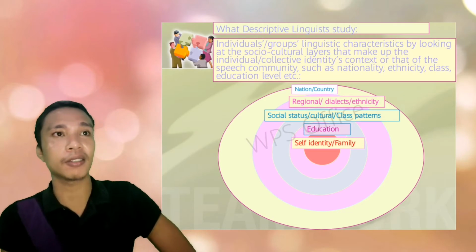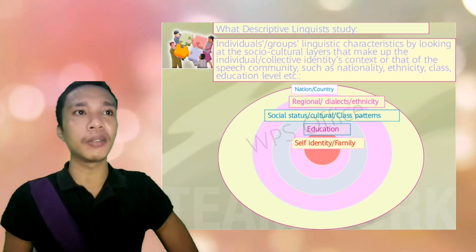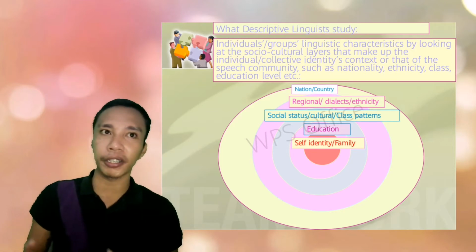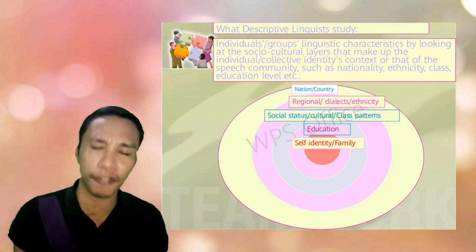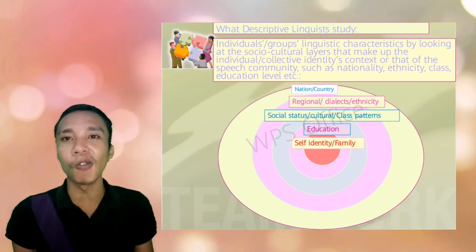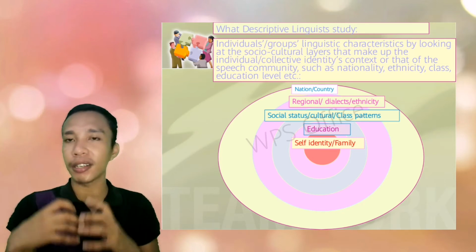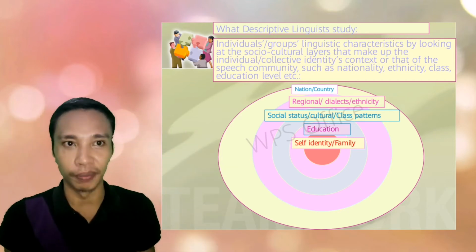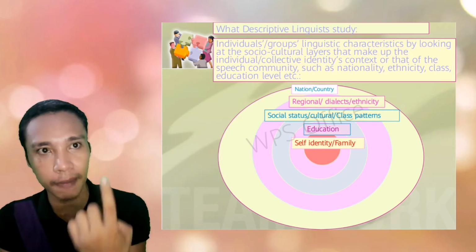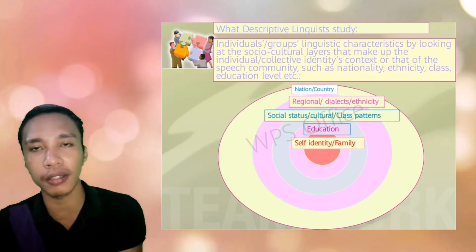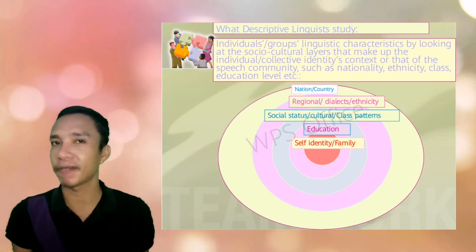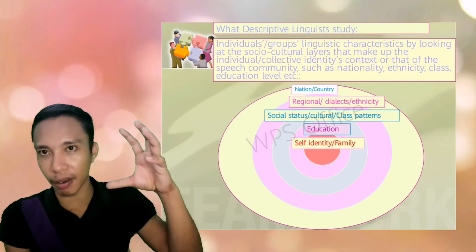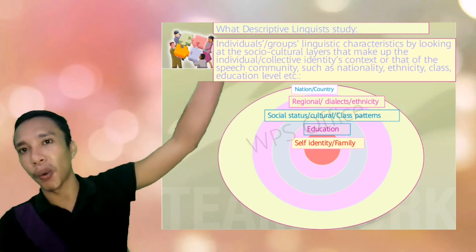So, what do descriptive linguists study? Ano yung pinag-aralan nila? Individuals and groups, their linguistic characteristics, by looking at the social-cultural layers that make up individual or collective identities, contexts, or that of speech communities, such as nationality, ethnicity, class, everything. In short, it's the whole, no? They're studying language as a whole, starting from self-identity inside the family, then education, social status or class patterns, regional dialects and ethnicity, and then the nation or the whole country. So it's everything from the basic component, from the house up to the whole country.